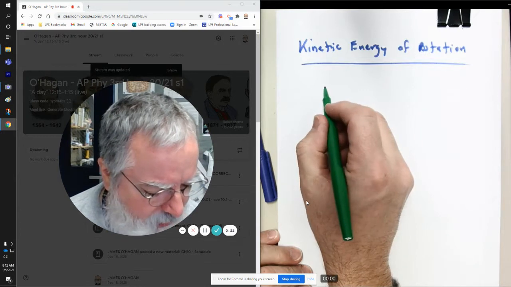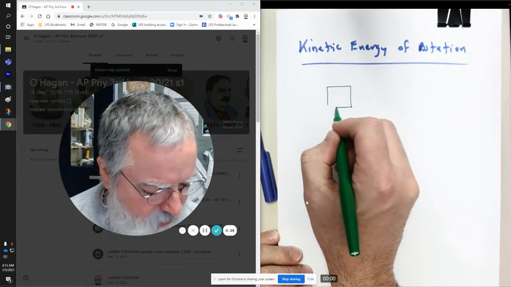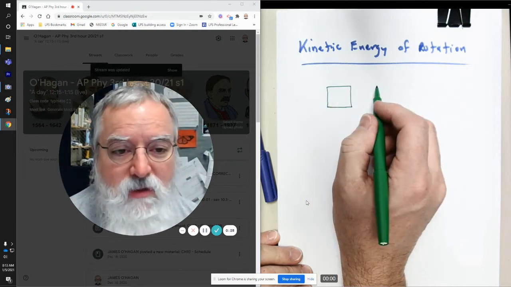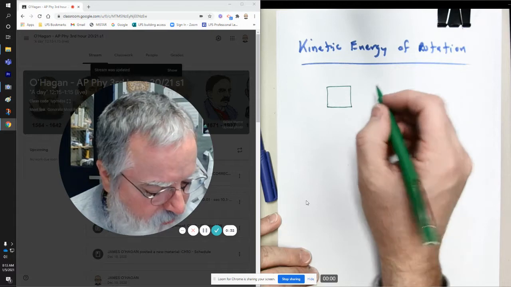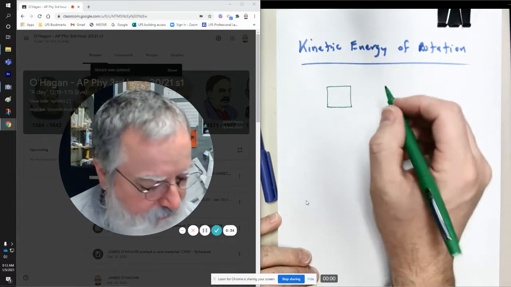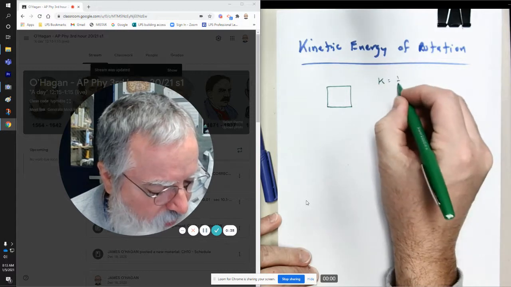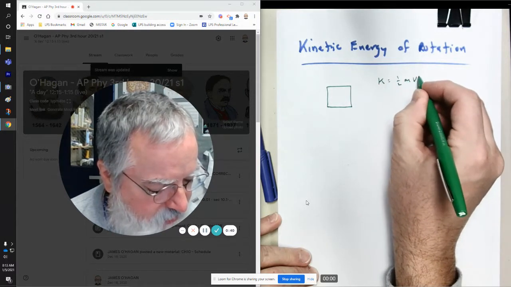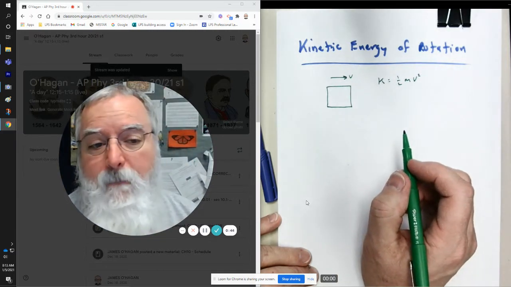So if I've got an object that's just translating, so here's my object, and it's translating to the right. If we assume that it's just one object of some mass m, the kinetic energy equals 1/2 mass times its speed squared. So let's say it's moving to the right with some speed, okay?